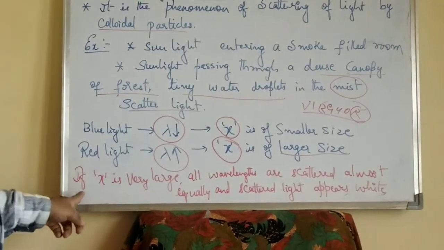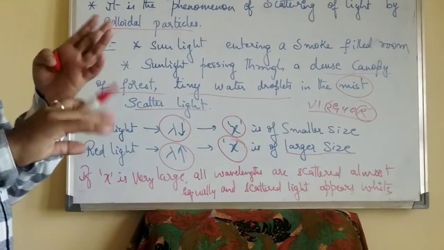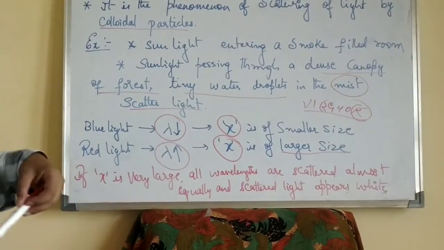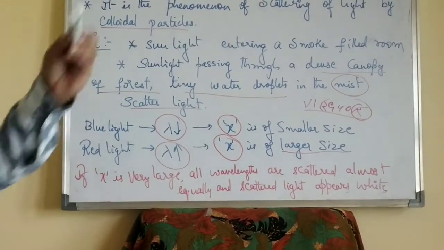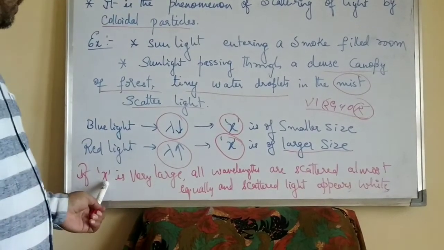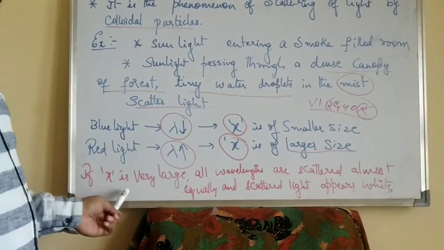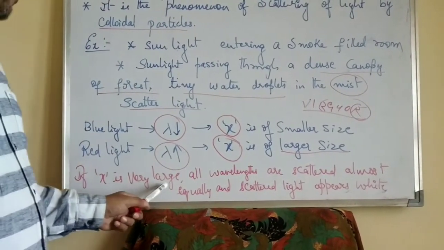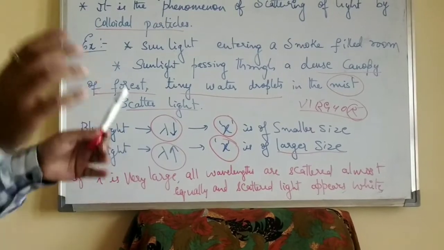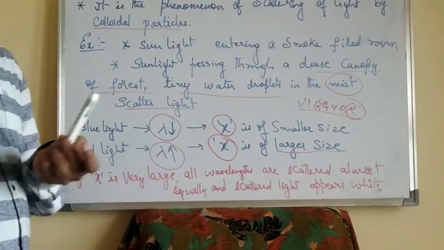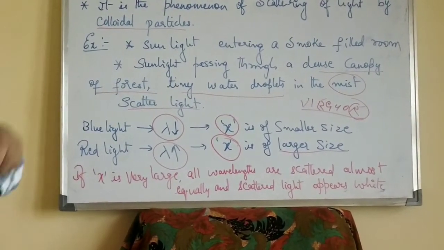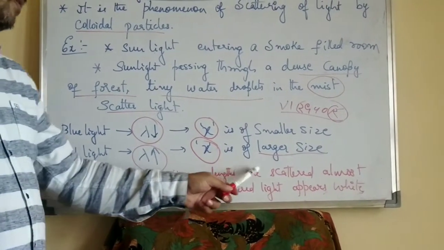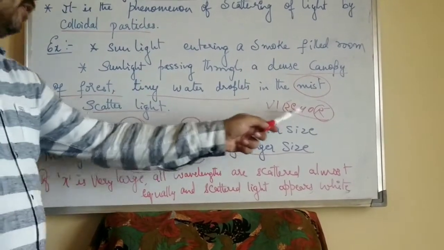Now, what happens in a medium? Just assume a particular medium in which all the particles or scatterers are of very, very large size. If the size of all the particles, that is the scatterers, is very large, what happens? You will not find small particles and you will not find medium-sized ones, nothing like that. All the particles are very large. In that condition, all the wavelengths are scattered, from violet to red.